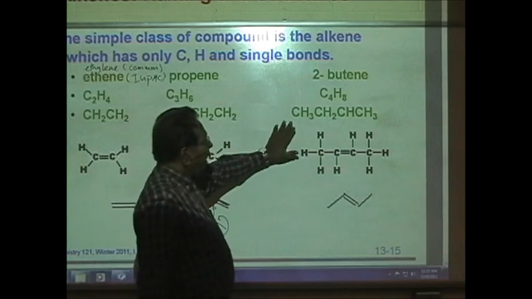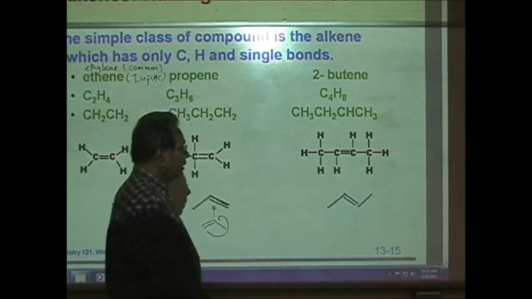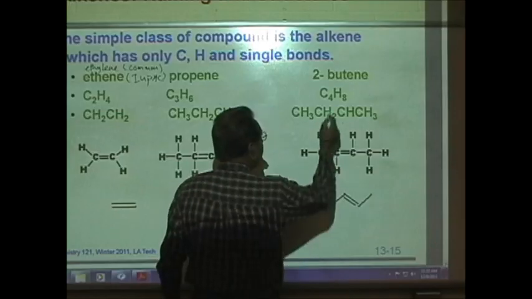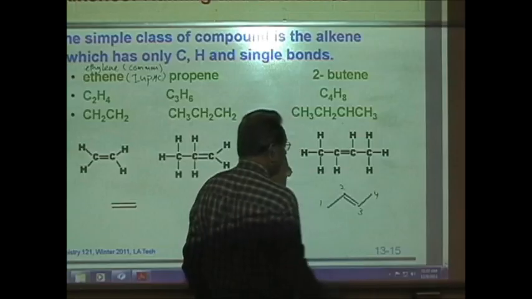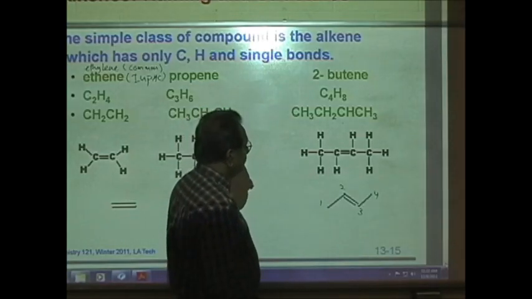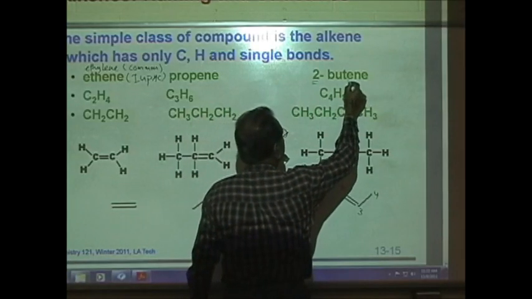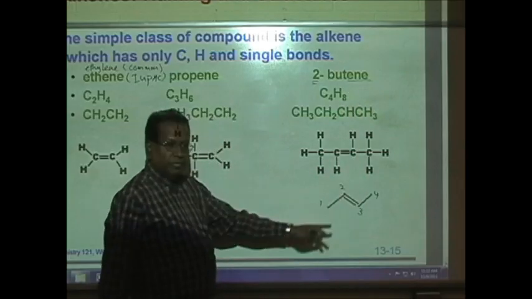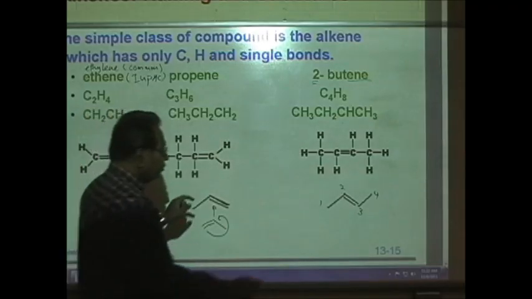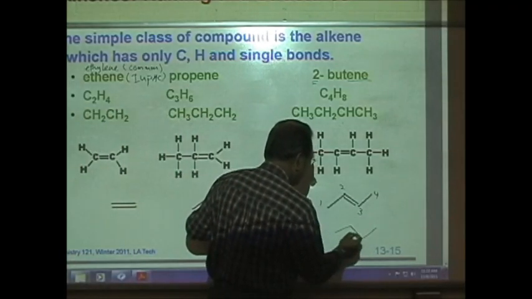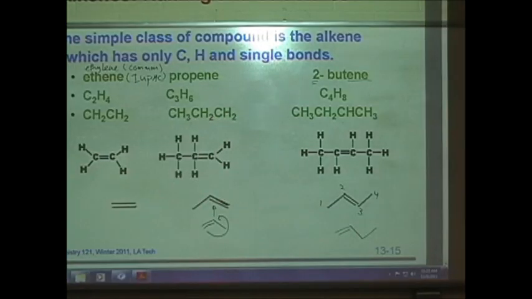But this one can have isomers. Now, this isomer is called 2-butene because 1, 2, 3, 4. Then how do you name? The 2 means the ene starts with carbon atom 2, right? Now, what would be the name of this alkene? Same argument. What do you say? It's butene. Where's the double bond?